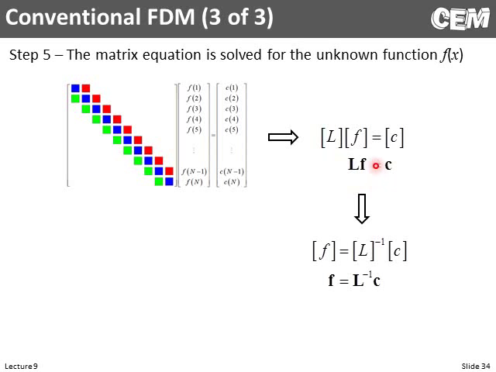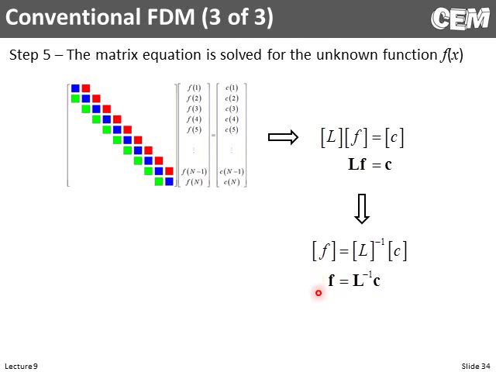Well, now we can actually solve it for F. We pre-multiply both sides by L inverse. So I'm going to have an L inverse times L. That'll give me the identity matrix, and it just disappears. We're left with just F. And then an L inverse times C on the right. So that's how we'll solve for our unknown function f.